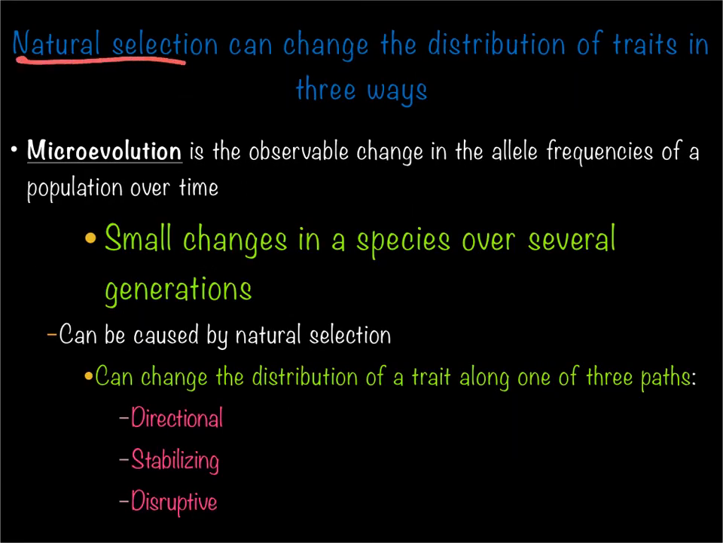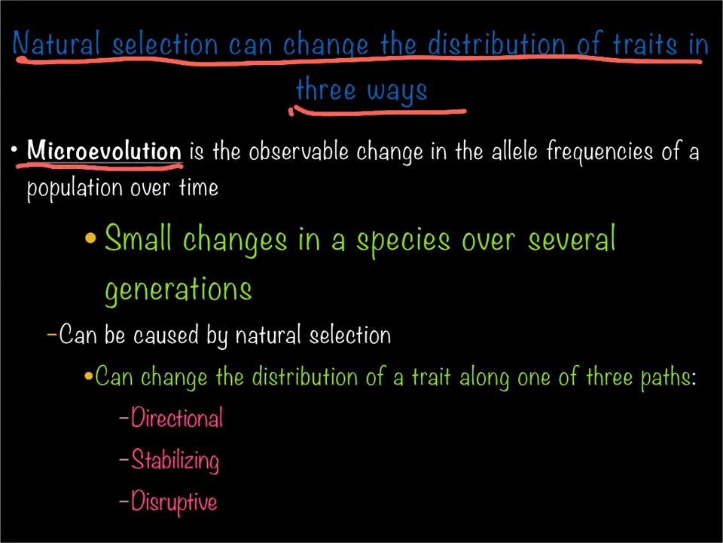Natural selection can change the distribution of traits in three separate ways. First one is microevolution. This is the observable change in the allele frequencies of a population over time. Small changes in a species over several generations can be caused by natural selection. This can change the distribution of a trait along one of three paths: directional, stabilizing, or disruptive selection.